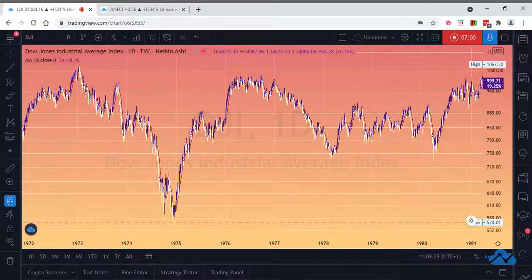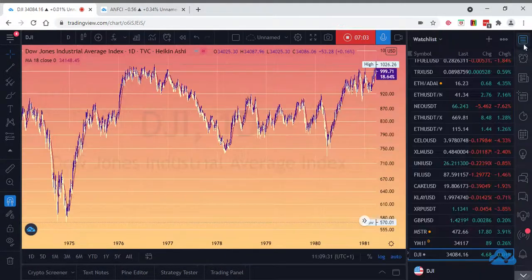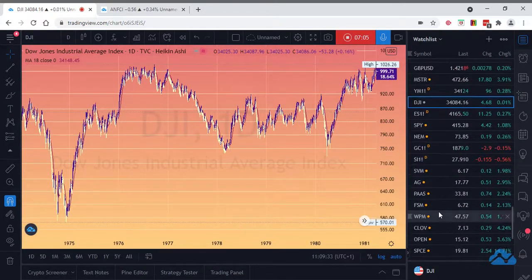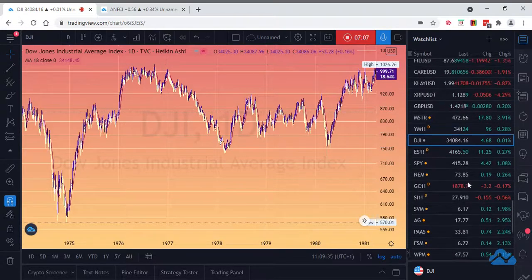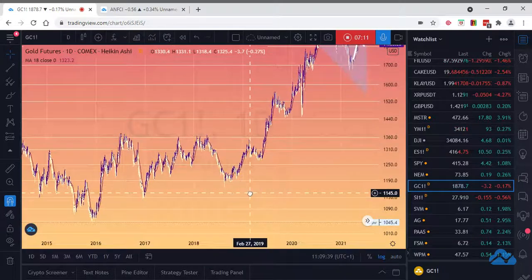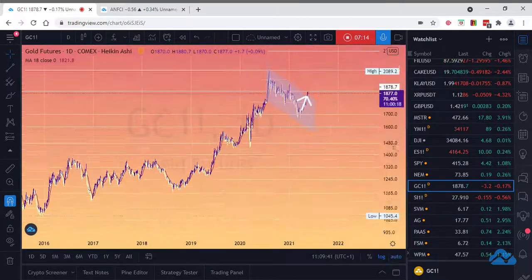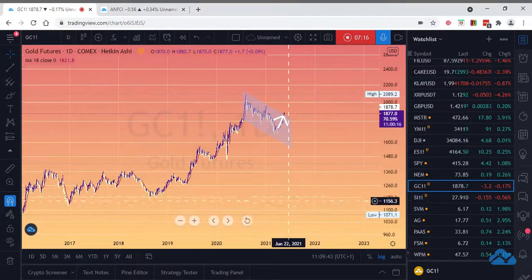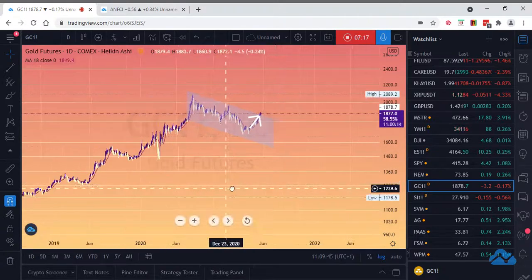Anyway, let's go back to gold. And maybe take a look at the miners. GC. What can GC tell us? Do you think it's going to take out the high? It's been a long consolidation.